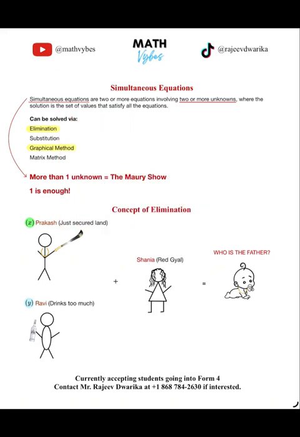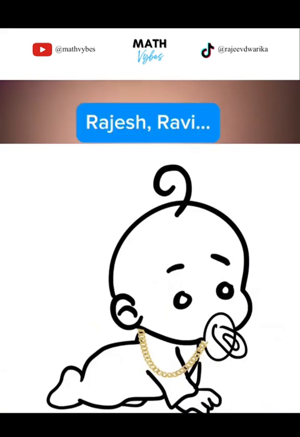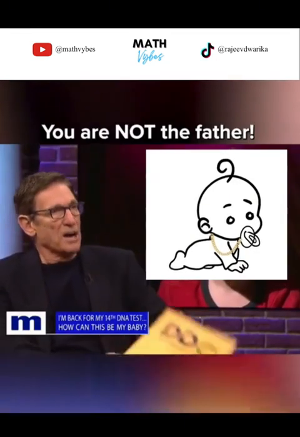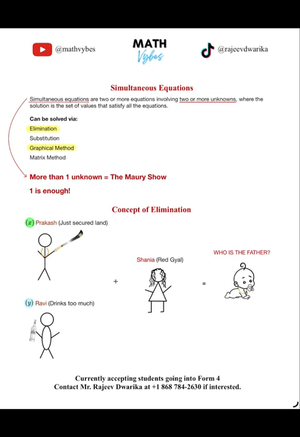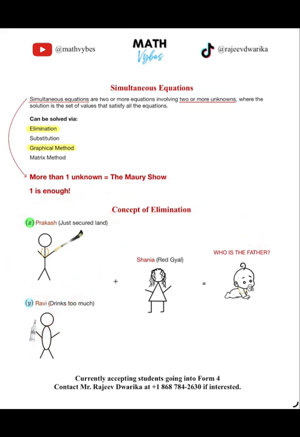What they end up doing was they end up going on the Moore ratio. In the case of 2-year-old Rajesh, Ravi, you are not the father. And so that eliminated Ravi from the picture. Elimination, eliminate. It makes sense. And in doing that, we end up with Prakash. And if Prakash is the only one remaining, he has to be the father. So that's the basic concept of elimination. We basically want to get rid of one of the unknowns to leave us with one unknown remaining for which we could solve for.